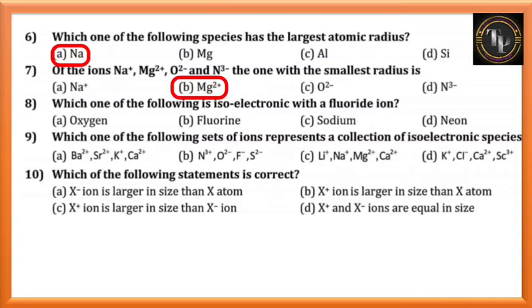Which one of the following is isoelectronic with the fluoride ion? What are isoelectronic species? Already we have discussed, guys. I have made a video. If you have not seen that, the link is given in the description. Please go through that. Isoelectronic means the species which have the same number of electrons.